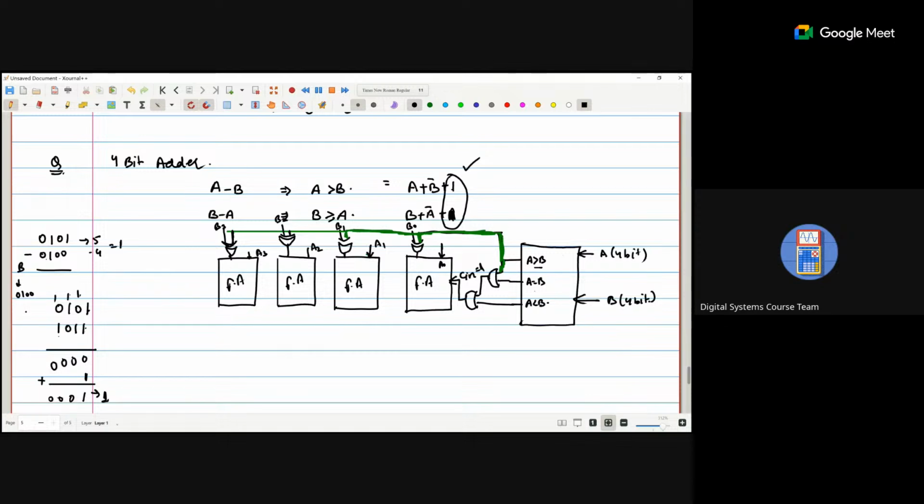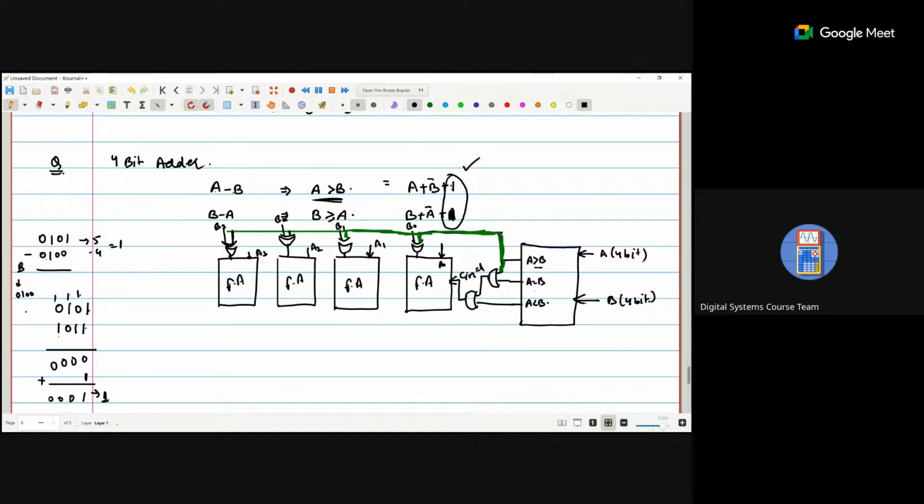Any doubt? Sir, like the starting implementation of the scene that we have taken, we added that A greater than B and A is equal to B. Yeah. Every case, like for example A greater than B, we have calculated A minus B. So A plus B bar plus 1 is there. If B is greater than or equal to A, B minus A, again we are getting B plus A bar plus 1.